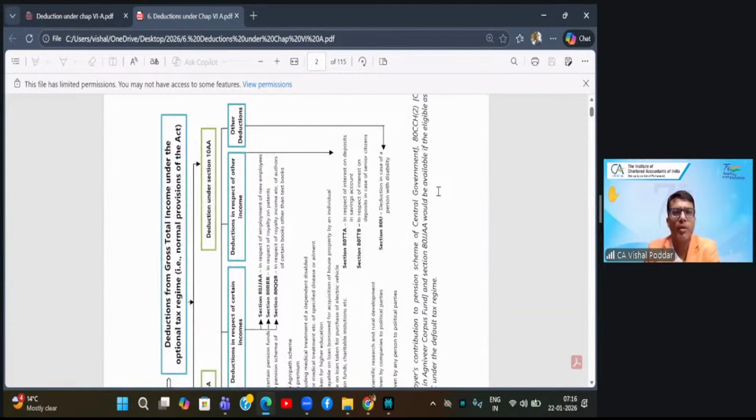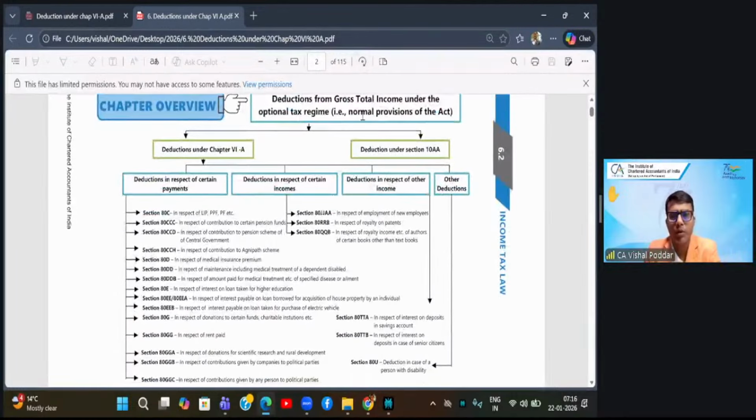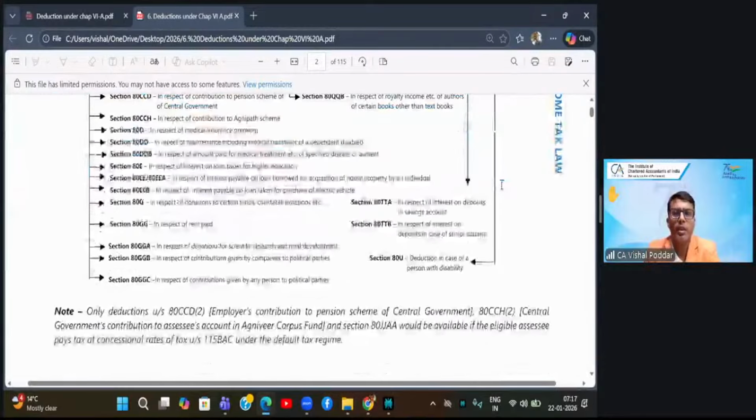Now see, this chart will give you a brief overview of all these types of deductions. Most important, you have to keep in mind that these deductions are allowed if you are opting out of the new scheme. So see here, the list of deductions for certain payments is given. Here, the list of deductions for certain incomes is given. At present in your syllabus, only 3 of these deductions are covered. So other deductions are not covered. And then the third category is other deductions, which covers deductions in respect of certain persons. So these are the 3 categories of deductions.